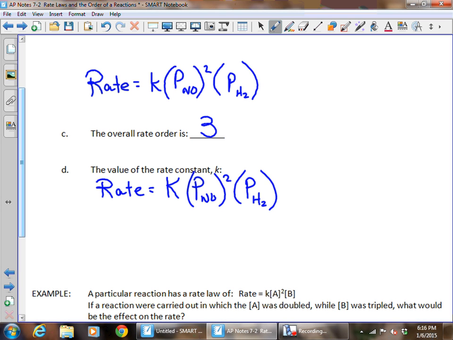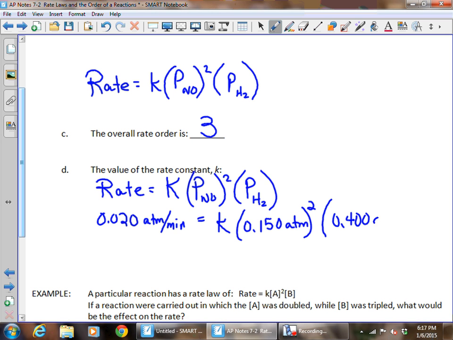And plugging in values, I'm going to use the top value from the experiment table again. If you go back and look at the table, you'll see that that top rate value is 0.020 atmospheres per minute. And that pressure value is 0.150 atmospheres squared for NO and 0.400 atmospheres raised to the first power for H2.